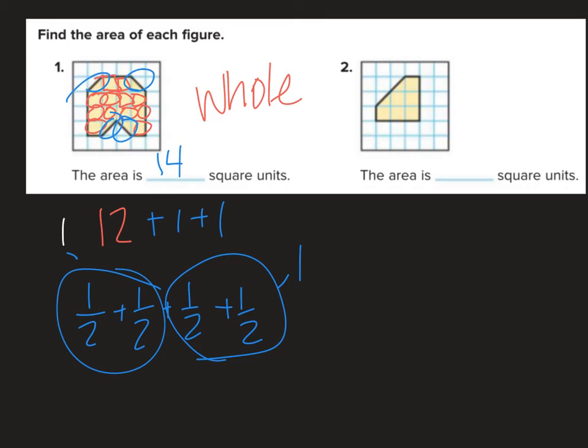Okay, let's count how many wholes we have here. 1, 2, 3, 4, 5, 6. 6 wholes plus 2 halves, which would be another whole. So I have 7 square units for an area for number 2.